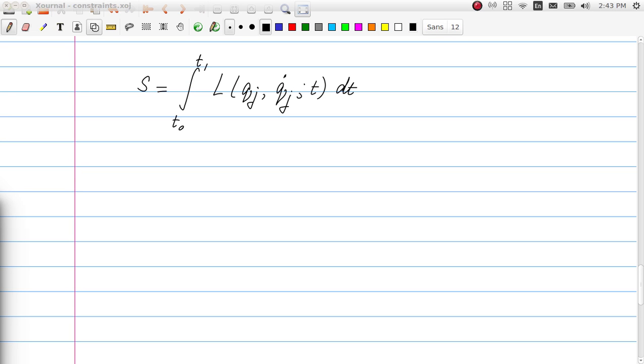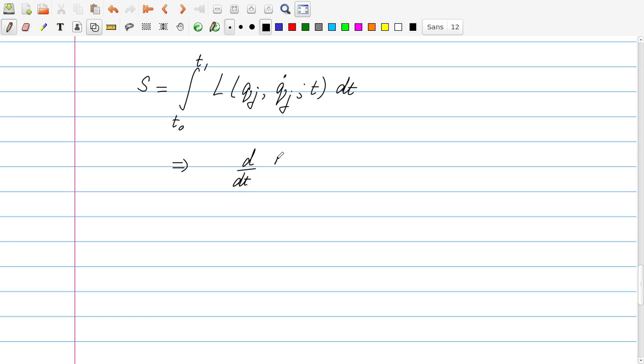So now let us consider again the variational problem for a functional. In this case we take the classic functional of classical mechanics, which is the action, defined as an integral over the Lagrangian. We know that the first order variation of S with respect to a variation of the functions q_j should vanish, and that translates into the Euler-Lagrange equations, which read d/dt of dL/dq_j dot minus dL/dq_j.